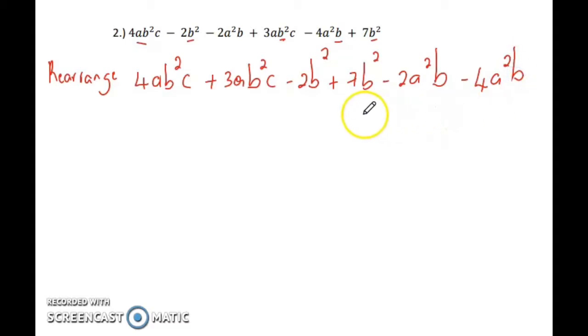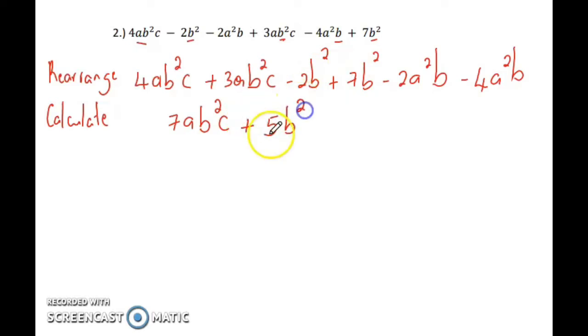squared b. So we're now going to move on to our operation where we're going to add or subtract. So here we're going to calculate, right? So we have positive 3 and positive 4 here. So we know that 4 plus 3 is 7ab squared c. And you have negative 2 and positive 7. You take away 2 from 7, you're going to get 5. Because the 7 is the largest number, it's going to be a positive 5b squared.